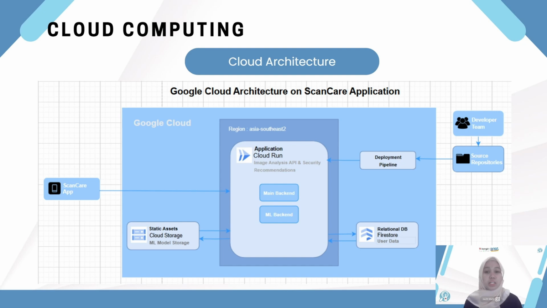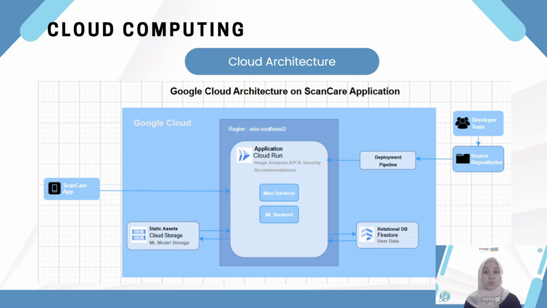The ML backend is the second container; it processes scanned product labels using machine learning, providing safety recommendations, identifying harmful ingredients, and giving skin type compatibility, suggesting whether the product is suitable for a specific skin type, oily, dry, or sensitive. Cloud Storage. All static resources such as machine learning models are stored here and accessed by the ML backend. Firestore database. Stores user data such as account details and preferences securely and efficiently.